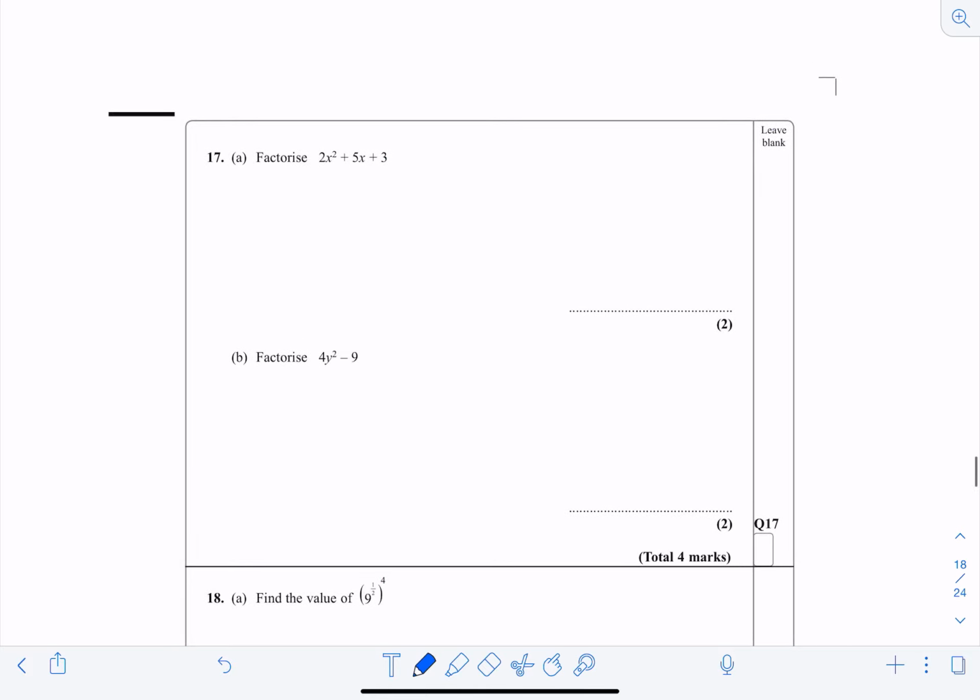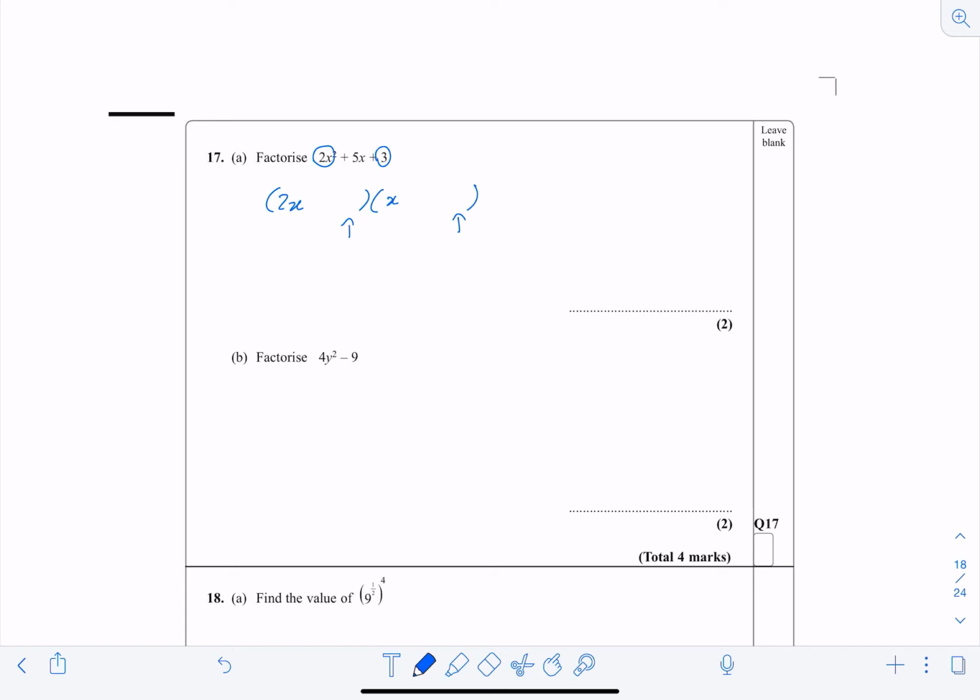Okay, factorize this. That means put it into two different brackets. So I know they're going to have 2x plus or minus something times x plus or minus something. And it's going to be a 1 or a 3. How do I know all this? Because 2x times x is going to give me my 2x squared. And then my last number there comes from these two being multiplied together.